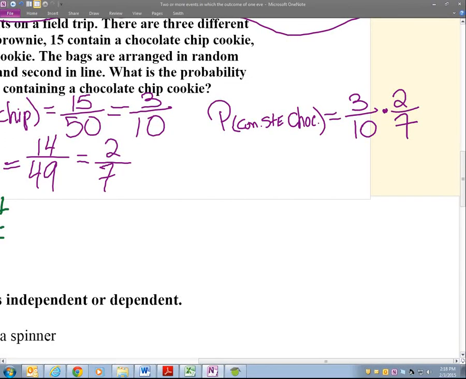Okay? 3/10 times 2/7 because here's the probability of event A. We're multiplying it by the probability of B after A happened.